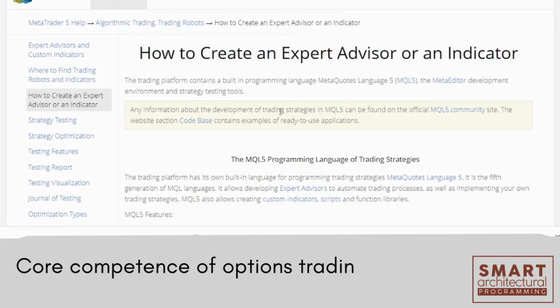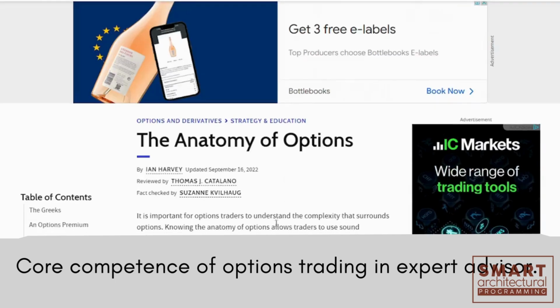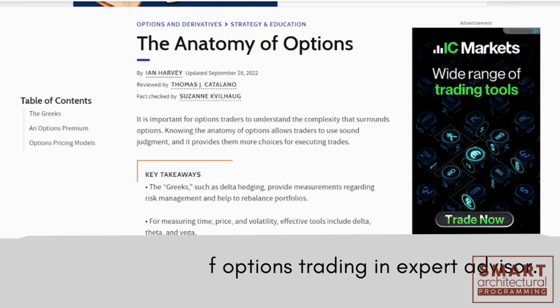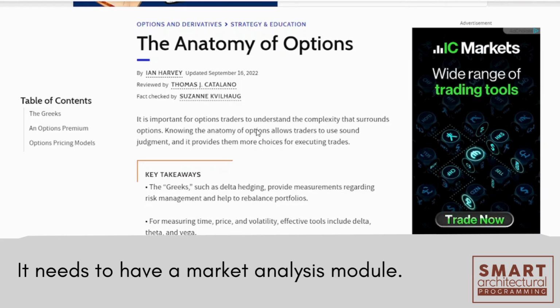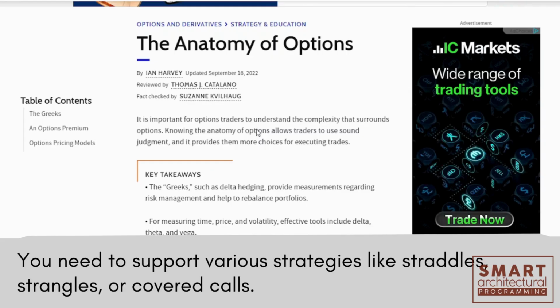Core components of an options trading expert advisor. Now we need to understand the core components that you need to consider for your expert advisor when setting up a strategy design. You need to always remember that an options trading expert advisor should incorporate the following elements, right? First, it needs to have a market analysis module. What does that mean? It means you need to use technical indicators and historical price data to forecast trends, right? And second, it means you need to support various strategies like straddles, strangles, or covered calls.